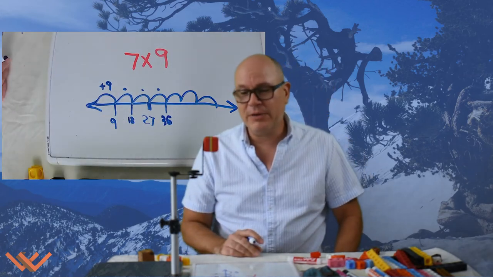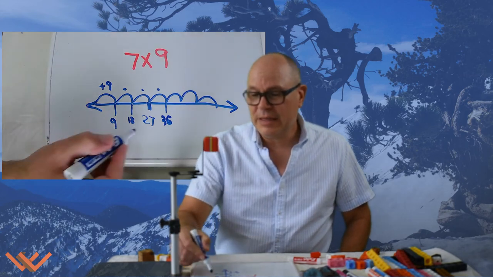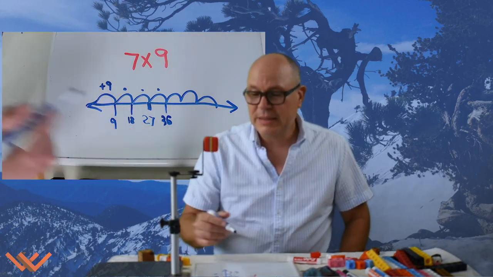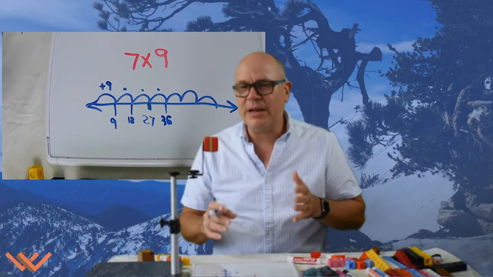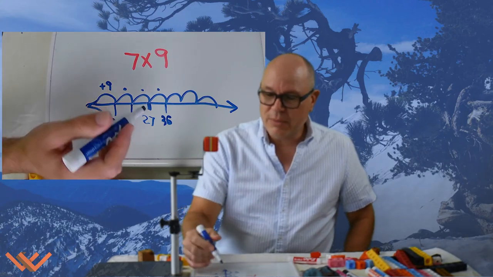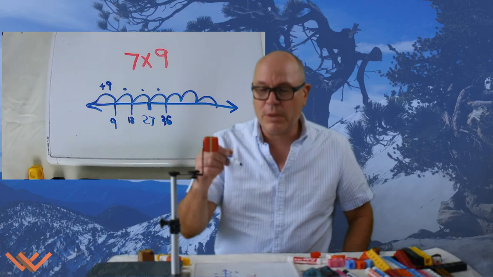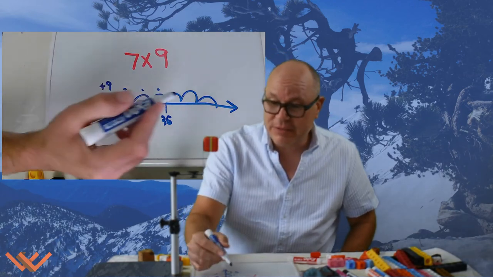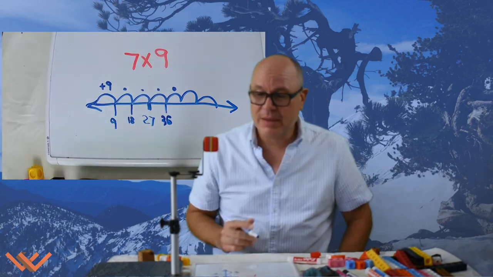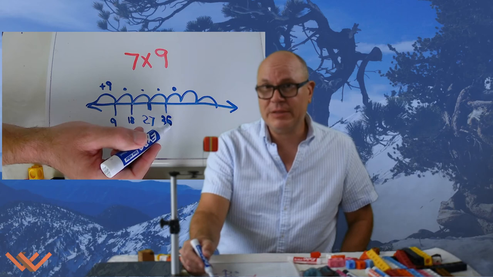Are you seeing a pattern emerge here? Take a look at the numbers. I just want you to look at these here and think about it. Put a little bit of thought into it. Okay, so we have 1 times 9, 2 times 9, 3 times 9, 4 times 9, 5 times 9. See, we're getting close to that 7. So 5 times 9, we can add another 9 to this.